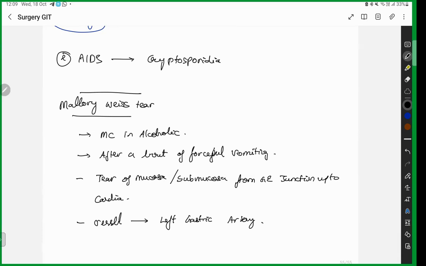Don't forget. Boerhaave's disease is also going to occur in your alcoholic patient, also after forceful vomiting. There is going to be a perforation that leads to chest pain.